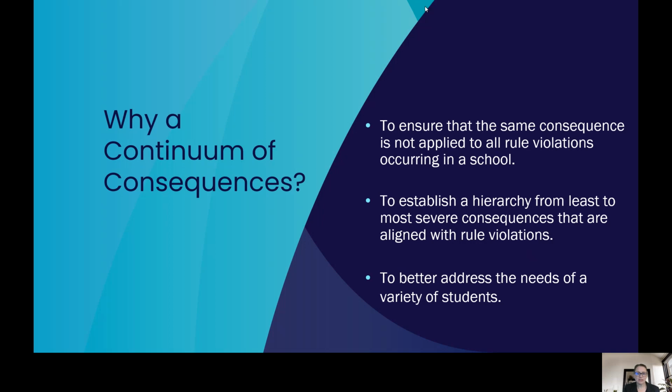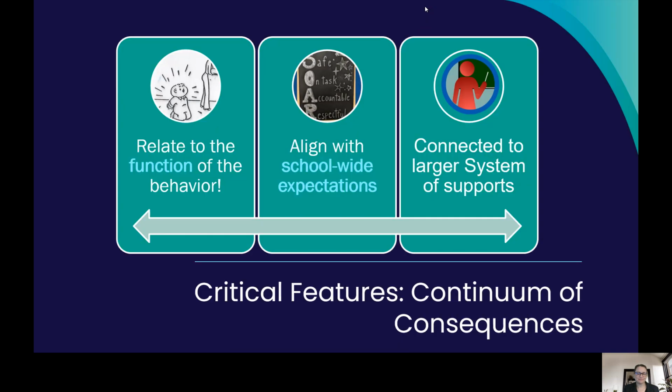Having consistency in responses is an important component of establishing a positive, predictable, and safe school environment. A well-articulated system ensures fairness and that all staff have the tools they need to make quick, effective, and consistent decisions about how to address concerning behaviors. This is easier said than done, but it can be done. So let's take a look at how to do that.